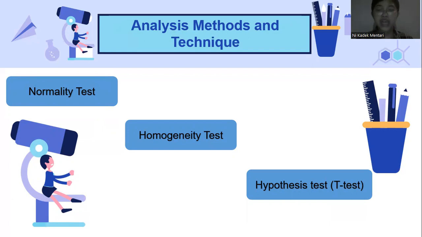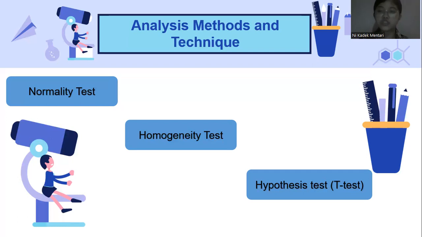And then the homogeneity test was used by the researcher to determine whether the two groups, the experimental and control group, had homogeneous variance or not. And then the last one is the hypothesis test, or we usually call it the t-test. Researchers use this one to prove the result of the research conducted.